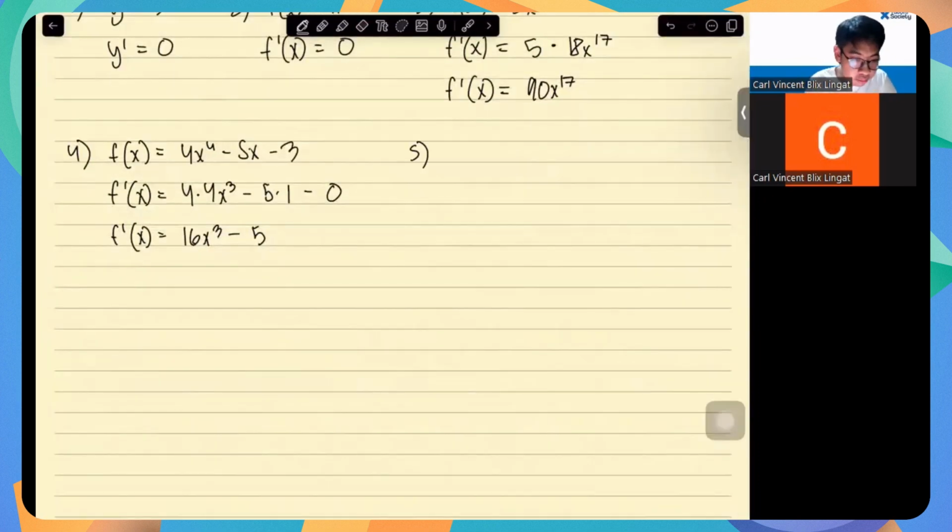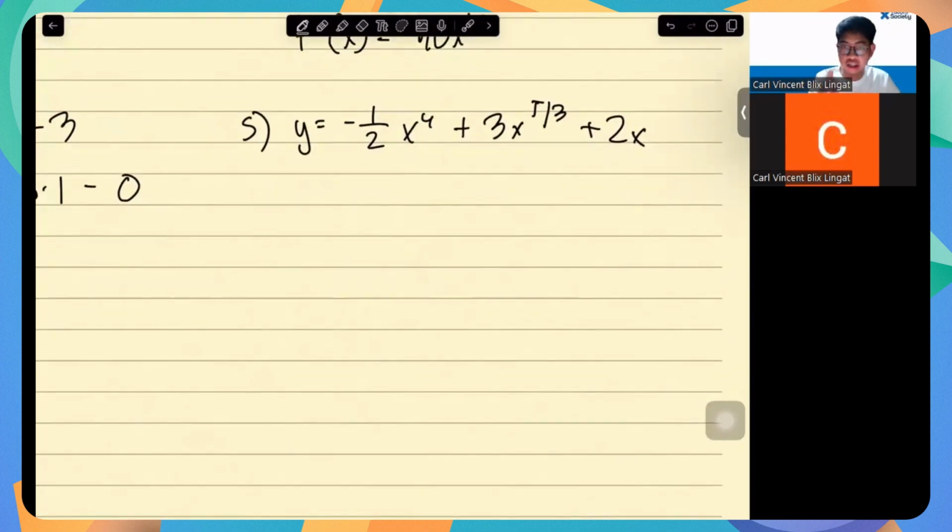And now, last problem for this rule. y is equal to negative 1/2 x raised to 4 plus 3x raised to 5 over 3 plus 2x. Again, we can just separate this problem. Let us solve first for the derivative of this first term.